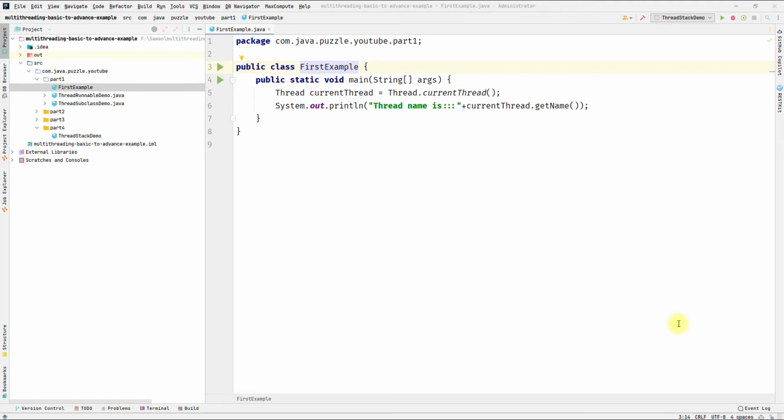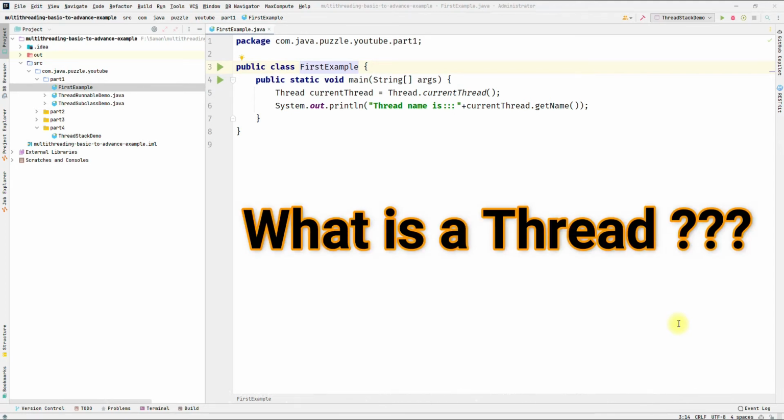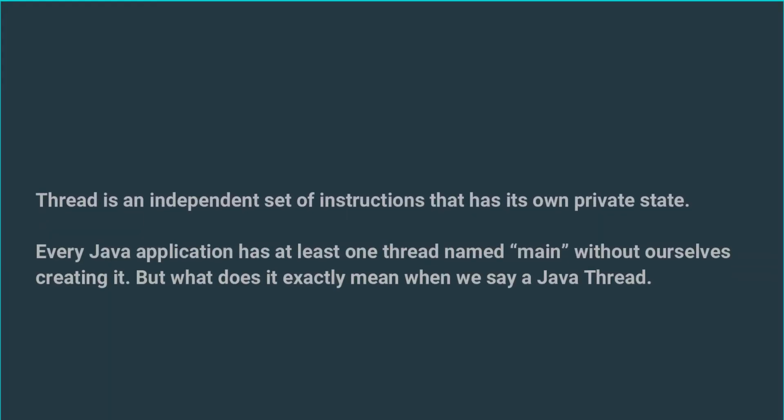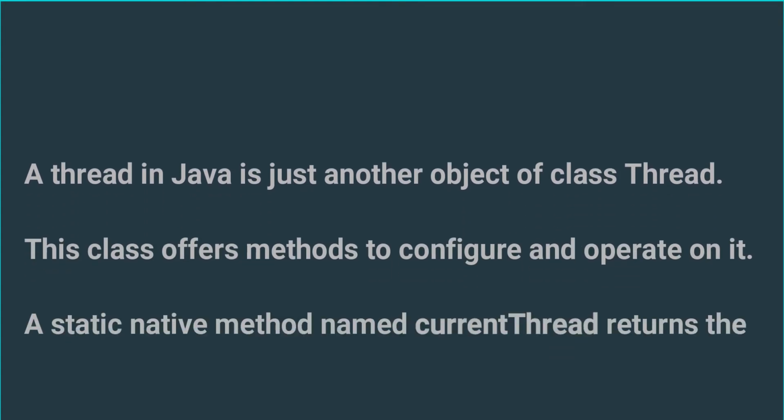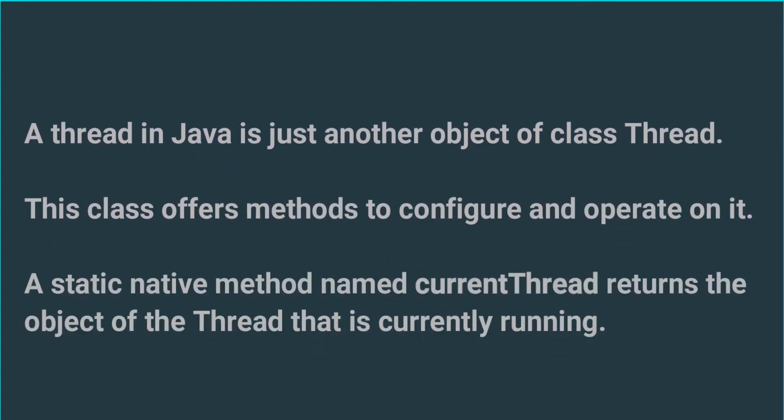Let's start. So what is a thread? A thread is an independent set of instructions that has its own private state. Every Java application has at least one thread named main, without us creating it. But what does it exactly mean when we say a Java thread? Well, a Java thread is just an instance of the Java class named Thread. A thread in Java is just another object of the class Thread. This class offers methods to configure and operate on it.